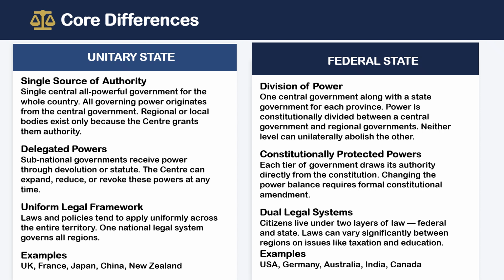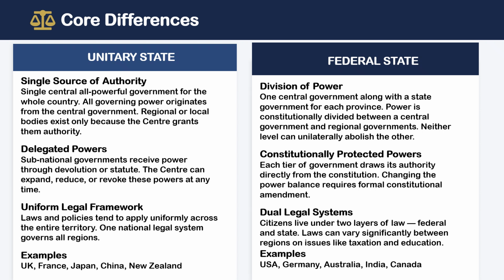Thirdly, in a unitary state, there is a uniform legal framework. Laws and policies tend to apply uniformly across the entire territory. So, one national legal system governs all regions in a unitary state. Whereas in a federal state, citizens live under two layers of law. There are federal laws and there are state laws, and laws can significantly differ from region to region on issues like taxation and education.